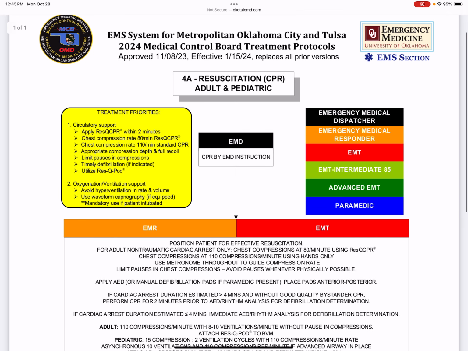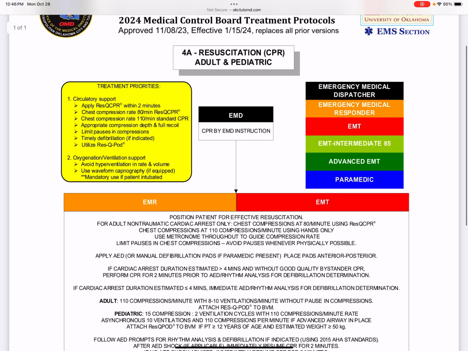All right, so now we're going to start in section 4. This is the cardiac arrest section. Section 4A specifically is resuscitation, CPR, adult and pediatric. Pretty short section, but there's a lot of important information in here that you may need to know when you take your test, hint, hint.